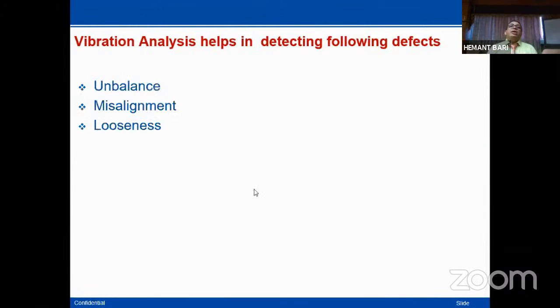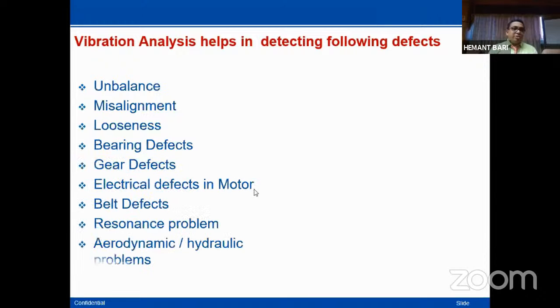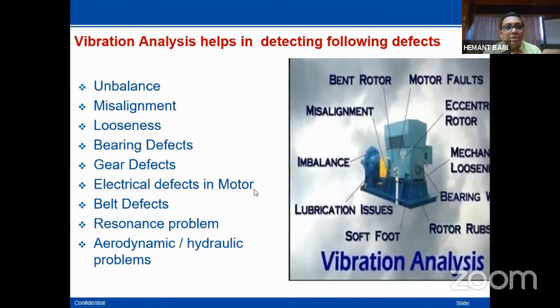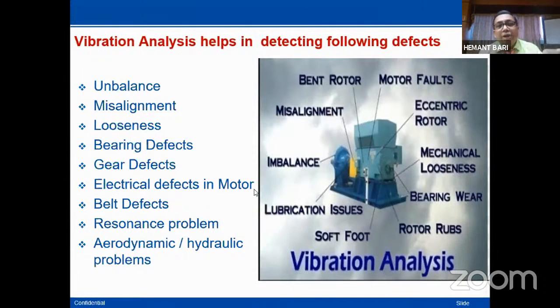So vibration analysis can help you detect all kinds of faults, means unbalance, misalignment, looseness. Even if it does not tell the exact fault, vibration will leave you on a path, that yes, in this direction the fault has developed. Okay, so unbalance, misalignment, looseness, bearing defect, gear defects, electrical, belt, resonance, aerodynamic, hydraulic problems. Each and every problem can be identified with vibration analysis.